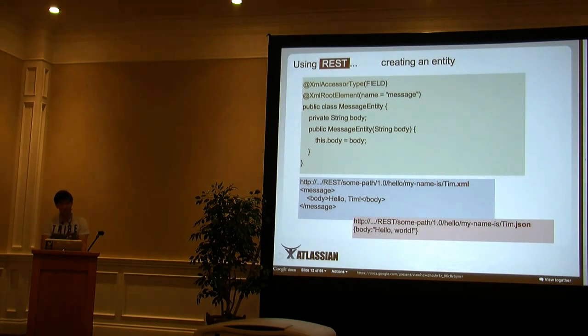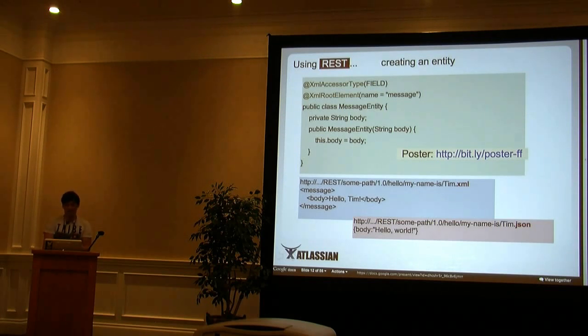The XML root annotation just marks that this entity is actually able to be returned by Jersey as the root element of a particular response. The name equals message is just overriding how that'll look when it's displayed in XML or JSON. So then we've just got a really simple message entity class. And once you've deployed this, you can start testing.